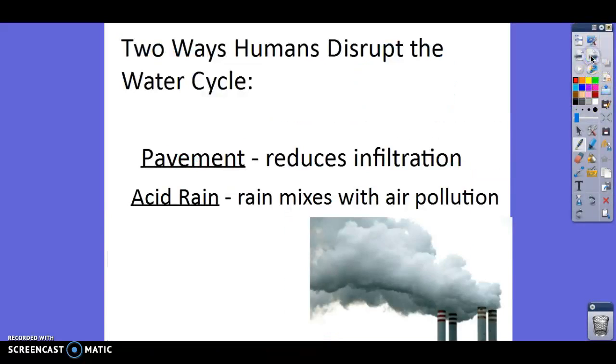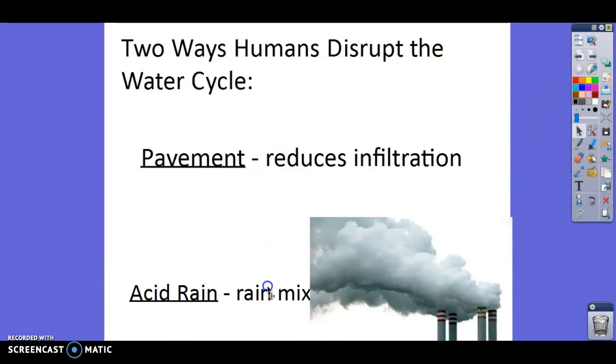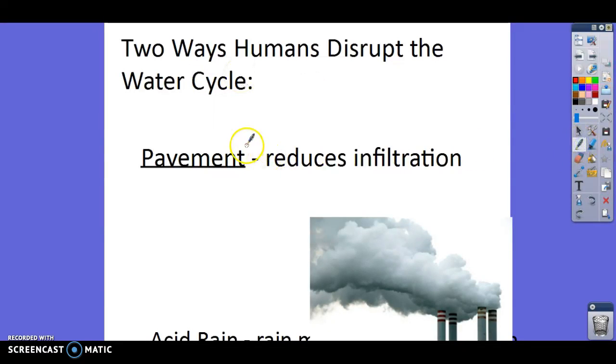So the last thing we're going to talk about is 2 ways that humans disrupt the water cycle. I'm going to get rid of this one for a sec. So we're talking about how do humans change this water cycle? Well, first of all, we pave a lot of stuff. Think about all the pavement we have just here at Tremper, right? Sidewalks, parking lots. I mean, even the school is on a foundation.